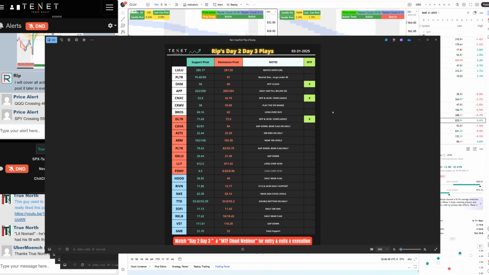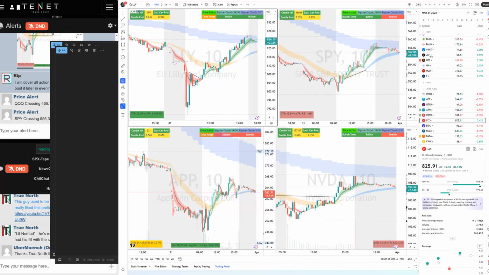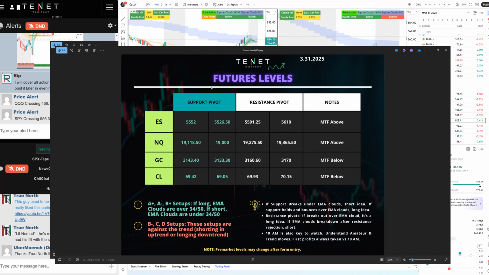In addition to that, we also have day 2, day 3 setups. Anything that has made a move yesterday or the day before, this is our repeatable strategy called day 2, day 3 setups, and we trade them as well. In addition, we share crypto stocks, crypto watch list, support pivot, resistance pivot. You can trade any crypto stocks based upon the clouds and the system. We also trade ES and NASDAQ futures based on the Ripster cloud system. And on the futures and SPY QQQ, I give live guidance to trade them as well.